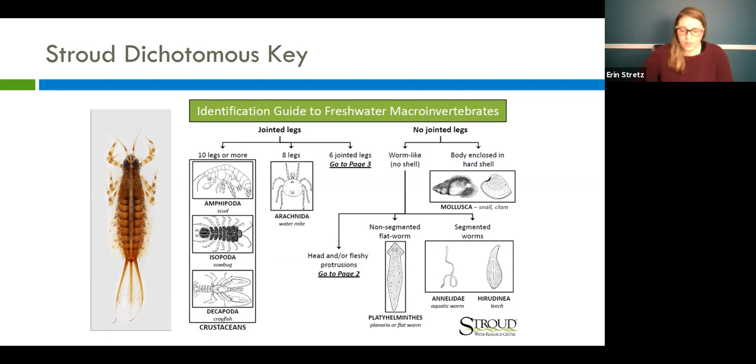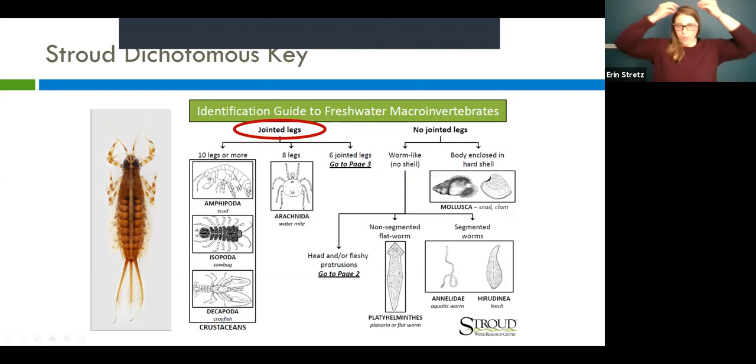Jointed legs, yeah. So we see we have the head capsule, we have the thorax, and we have those three pairs of jointed legs coming off the top. And they're striped, so they're very obvious in this specific case. Okay, so the next part of this question, after jointed legs, we would count how many jointed legs. 10 legs or more would put us in the crustaceans category. 8 legs would put us in the arachnid category. But this one has 6 jointed legs. So we would flip to page 3.